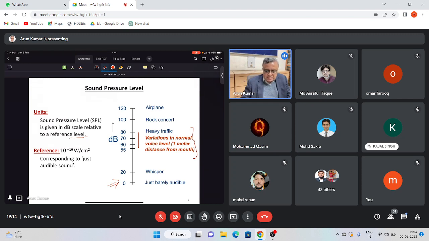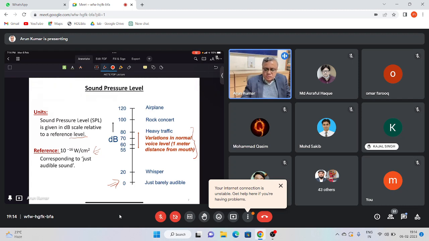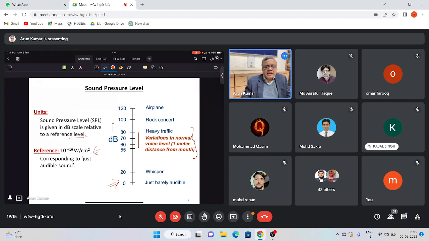So this reference in absolute physical terms is 10 to the power minus 16 watts per centimeter square. So this is one unit in the decibel scale that we hear of, the sound pressure level or the sound intensity level. And we know that if we are exposed to loud sounds of 90 dB or above for a significant duration of time, then it has the potential to cause permanent damage to the human ear.